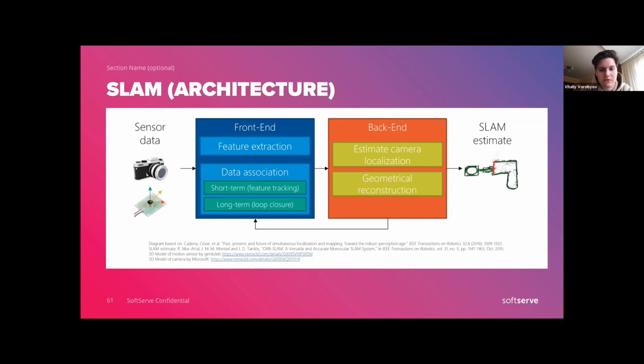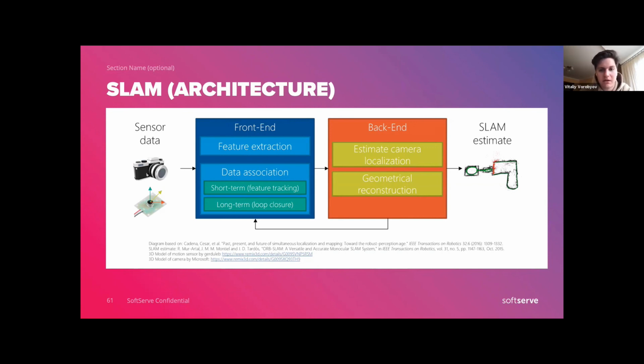The next step is the front-end part. The first step of this part is feature extraction. These features need to be associated with landmarks, key points with a 3D position, also called map points. In addition, map points need to be tracked in a video stream. Long-term association reduces drift by recognizing places that have been encountered before. It is also called loop closure.